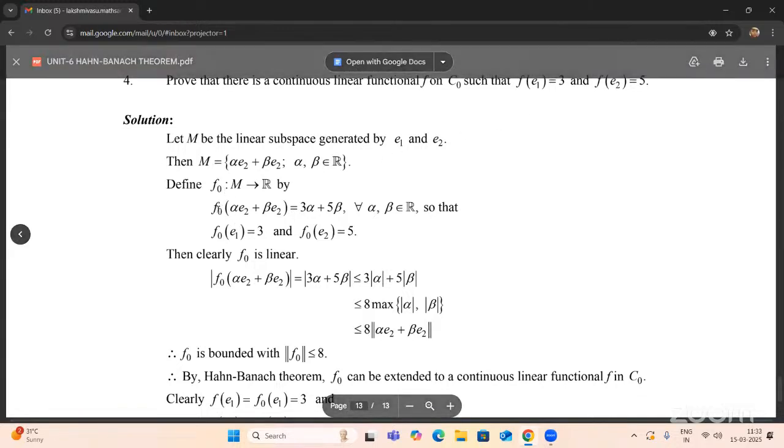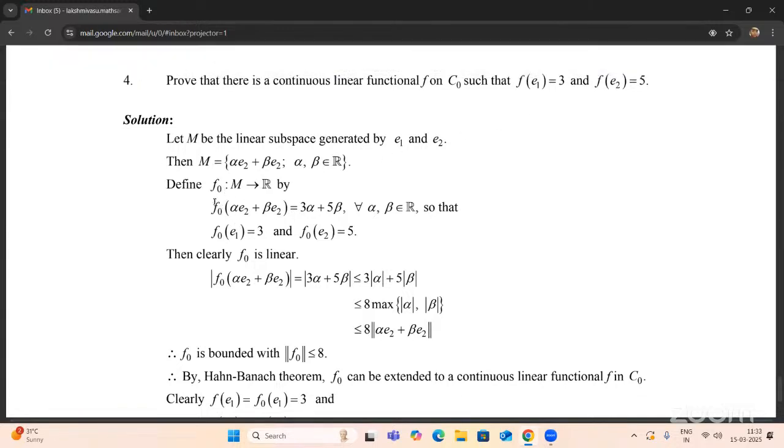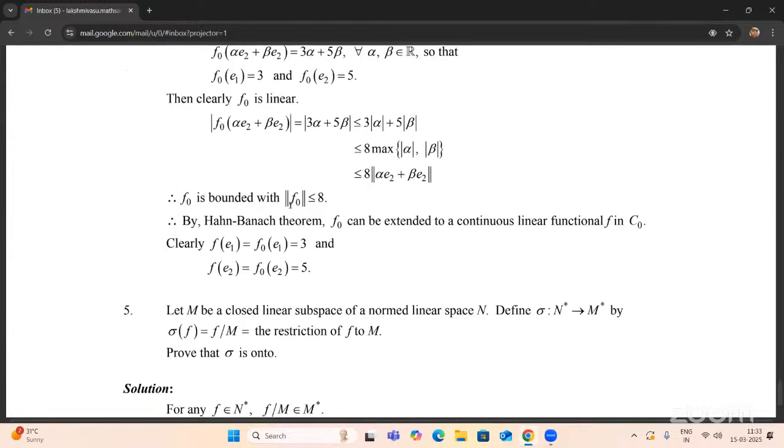So alpha into f naught of E1 plus beta into f naught of E2. So f naught of E1 is 3, f naught of E2 is 5. Replacing the values, it is 3 alpha plus 5 beta, given the extended linear functional is linear. So now substituting the values f naught of E1 and f naught of E2.